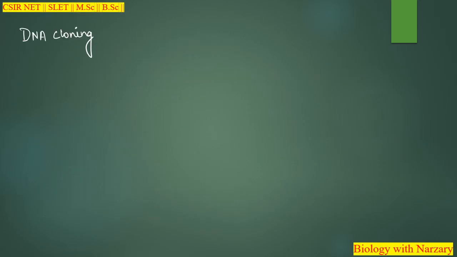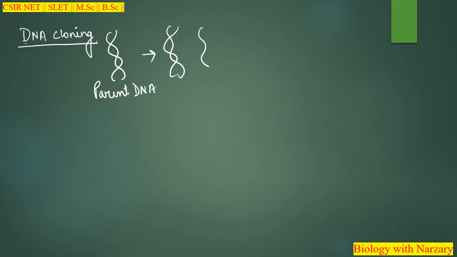Now let us understand what genetic engineering or recombinant DNA technology is by understanding DNA cloning. So DNA cloning is the production of a large number of identical DNA molecules from a single parent DNA. Suppose this is the parent DNA. And these are identical DNA that are obtained from the parent DNA. Now this identical DNA molecule obtained from the parent DNA is known as a clone of the parent DNA. Now how do we obtain a clone of a parent DNA?